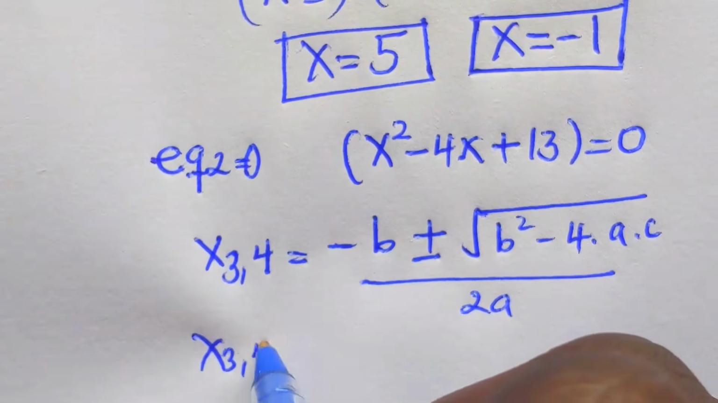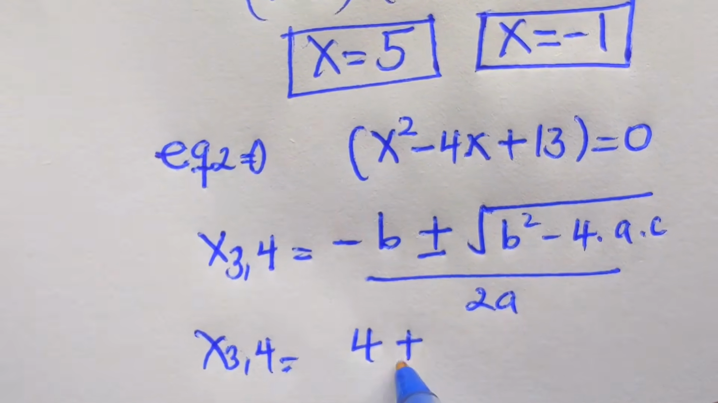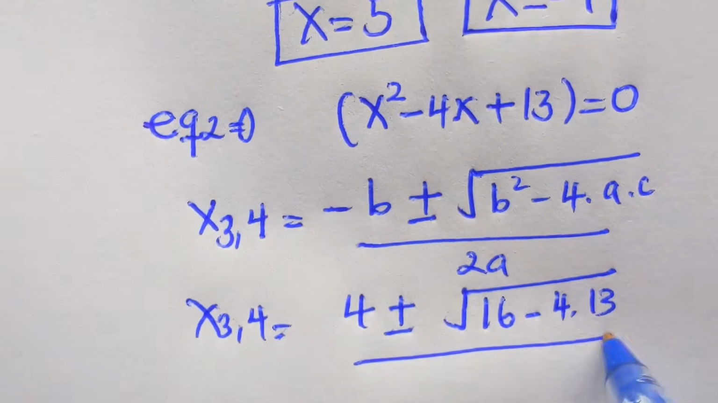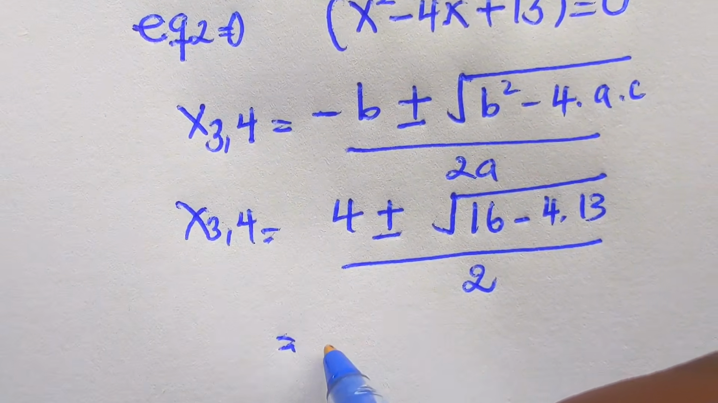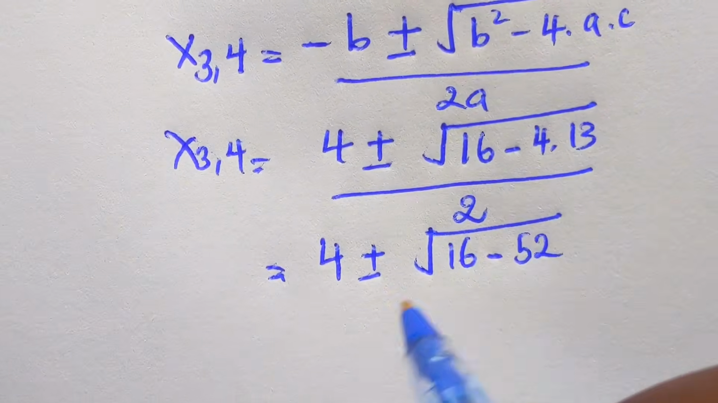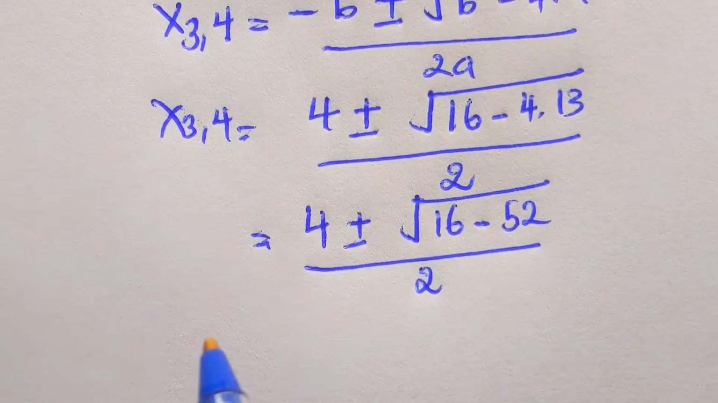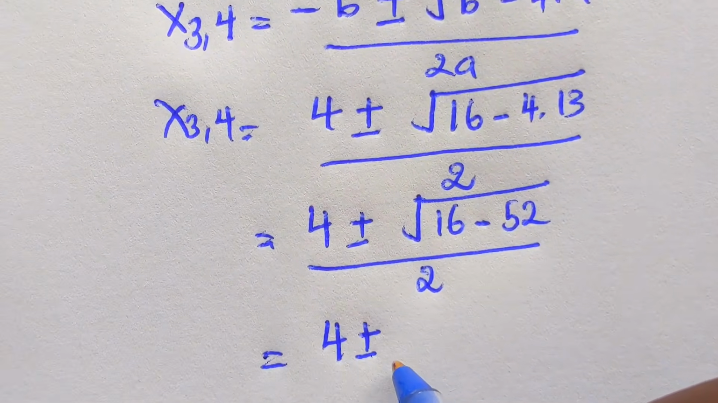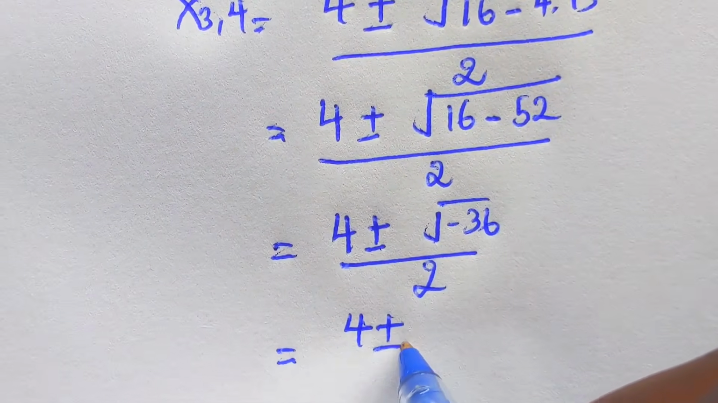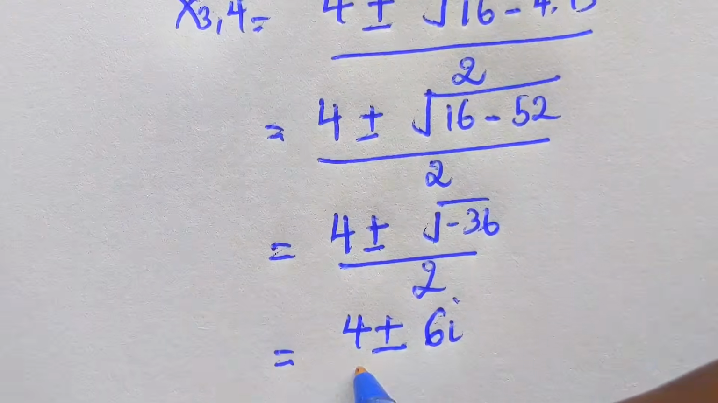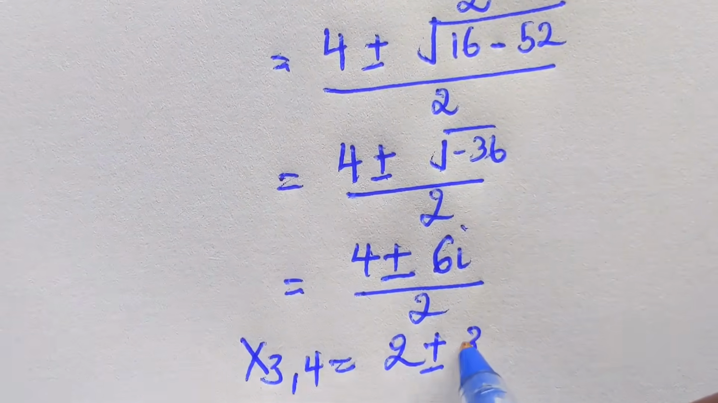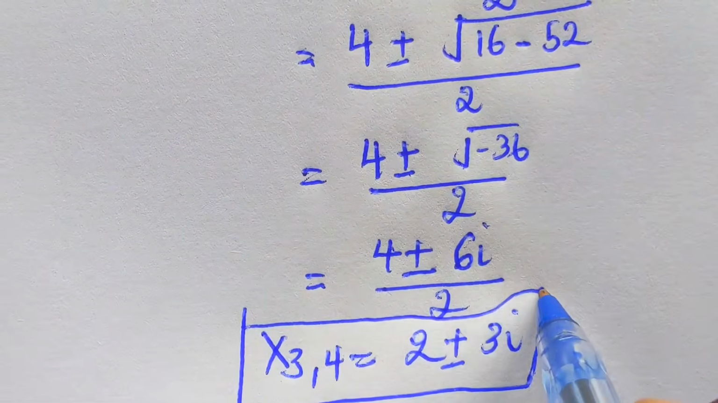And of course here x3 and x4 will be (4 ± √(16 - 4 × 13)) / 2, which is (4 ± √(16 - 52)) / 2, and this is equal to (4 ± √(-36)) / 2. Here we get (4 ± 6i) / 2, and x3 and x4 will be 2 ± 3i as the final solution that we have right here.